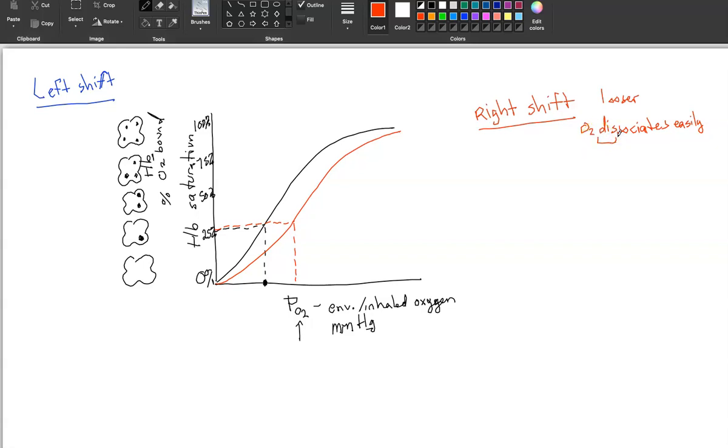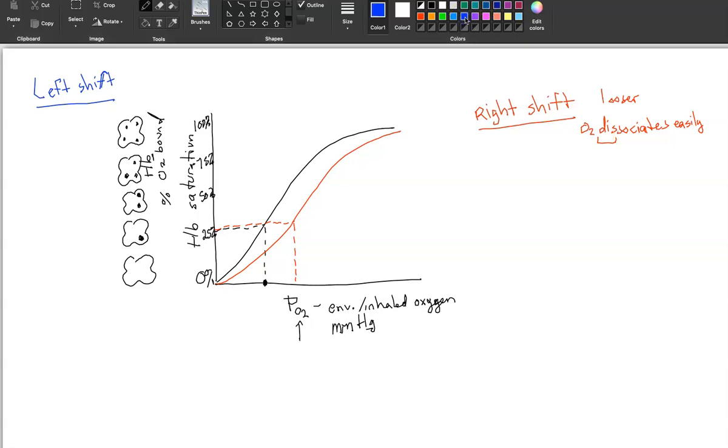Dissociate, yes. So the question was, is this more likely to dissociate? Yes, this is more likely to dissociate. And that could be because this is a disease state and it's problematic, or it can be that physiologically we need to release more oxygen into tissues more quickly. So it could go either way. I don't want you to pigeonhole this into right and left shifts are always bad, or they're always a disease state, and I also don't want to shoehorn you into right and left shifts that are always physiological. It could be either one.